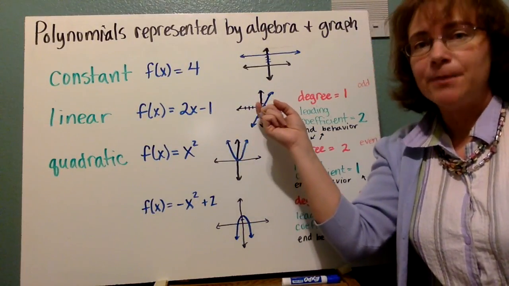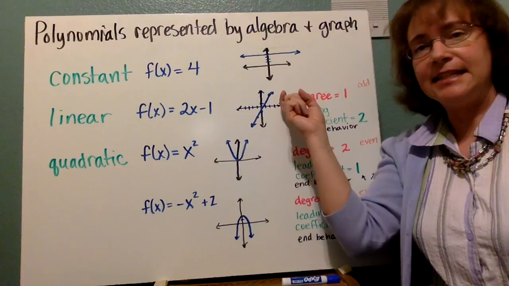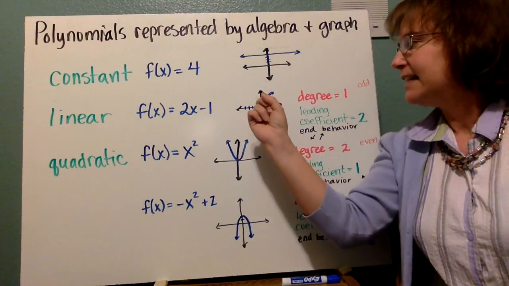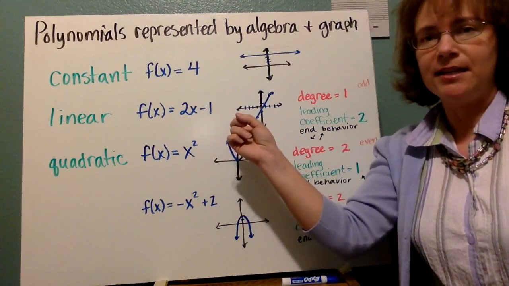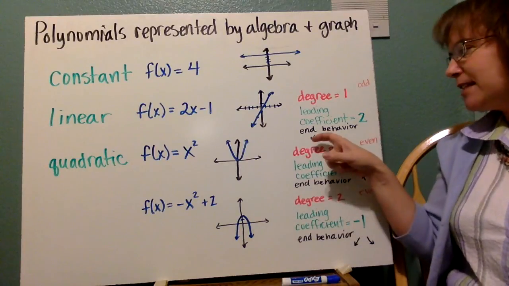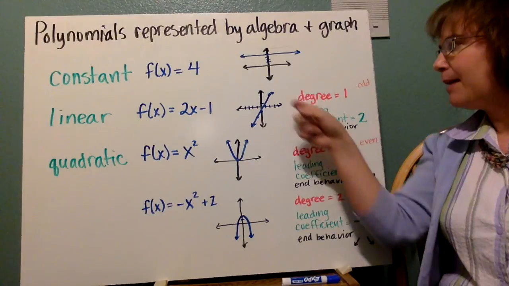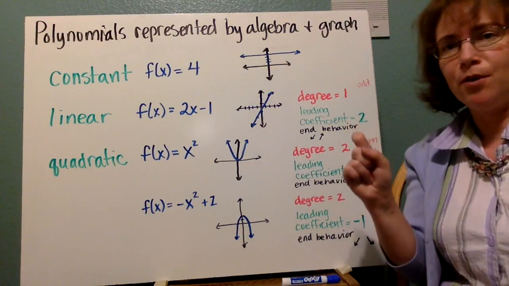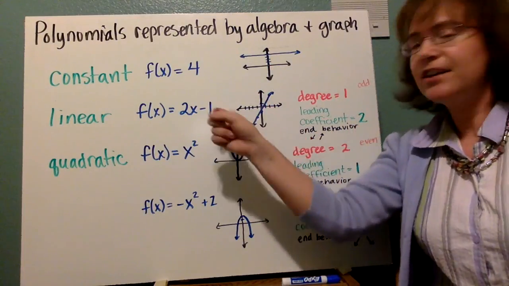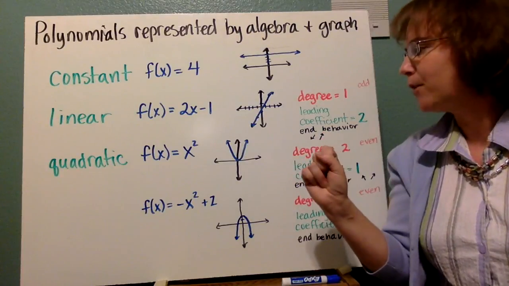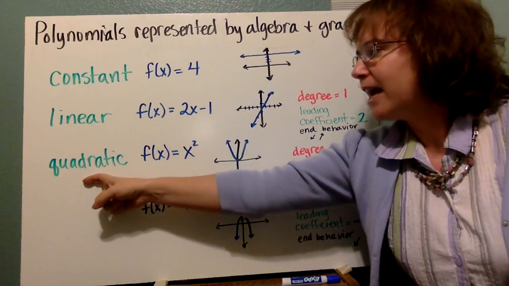Well, in this case, it's pretty easy to see. As x gets really positive, y gets really positive. As x gets really negative, y gets really negative. So we can denote this like this. On the positive side, on the right side, we've got an arrow going up, meaning that my y values are getting more and more positive, and an arrow going down on the left, meaning my y values are getting more and more negative.